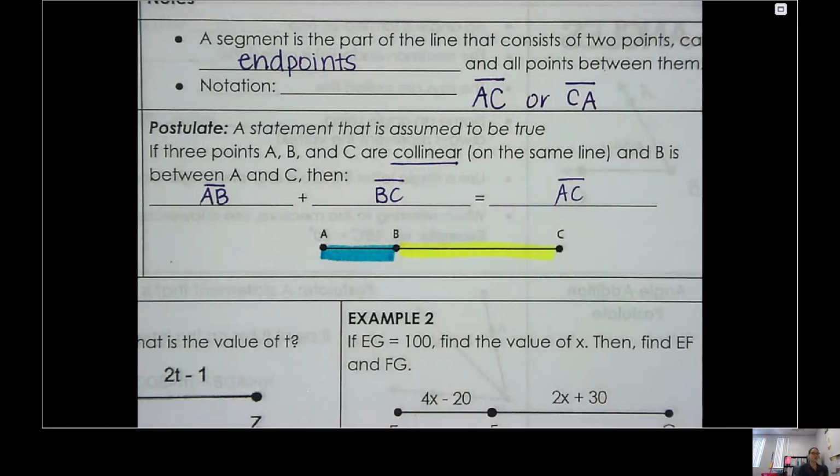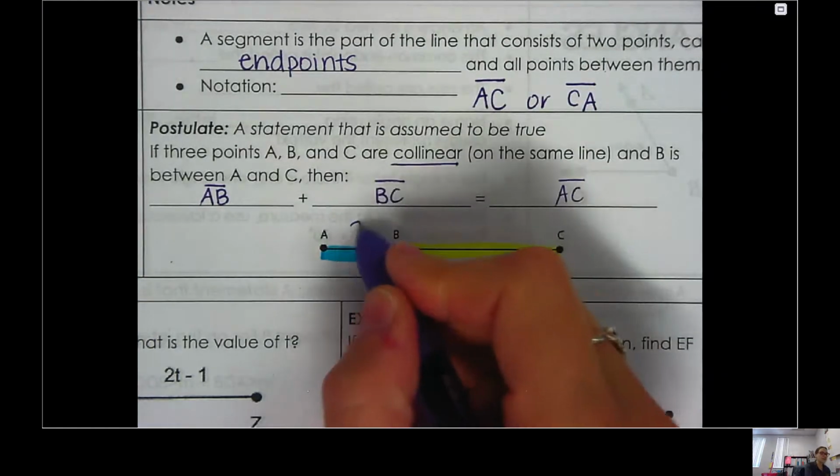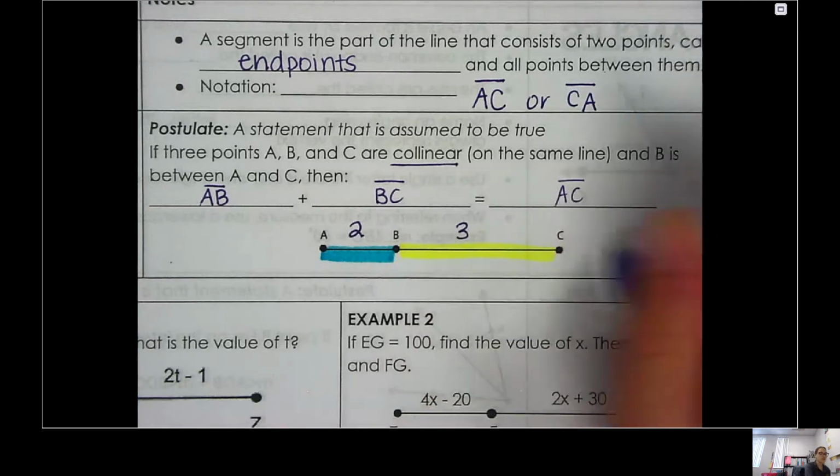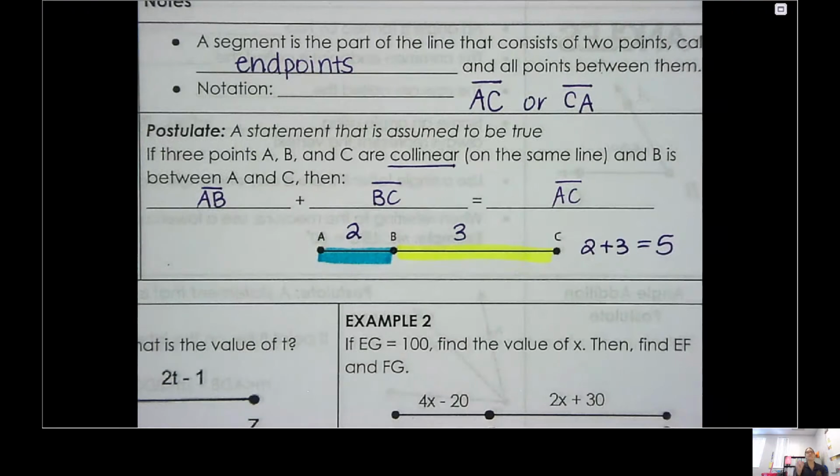Exactly. Perfect. So again, if I took 2 steps here and I took 3 steps here, I add the 2 together, I get a total of 5. That's it. That's all this postulate says. If you add the 2 smaller pieces together, you'll get the whole thing, which makes sense.